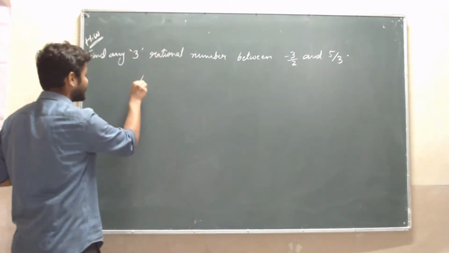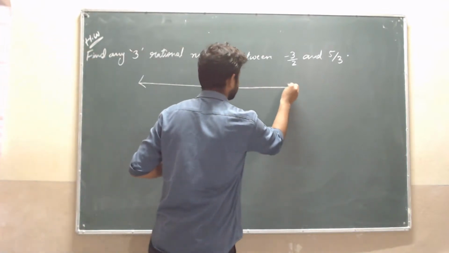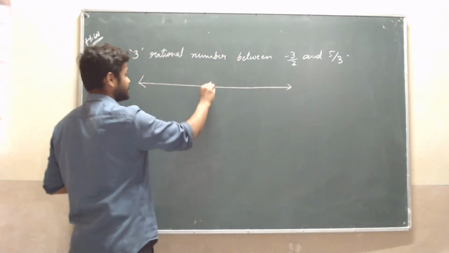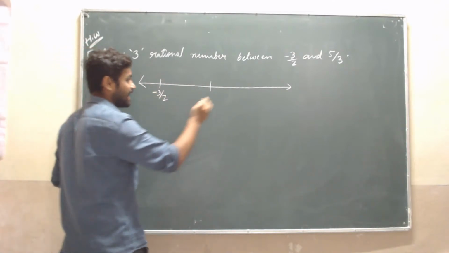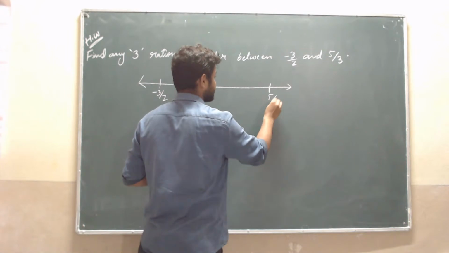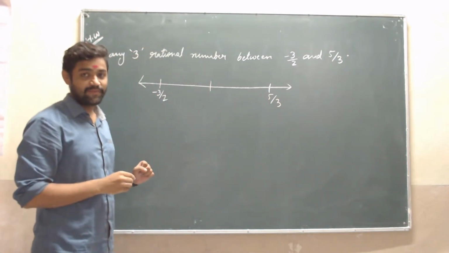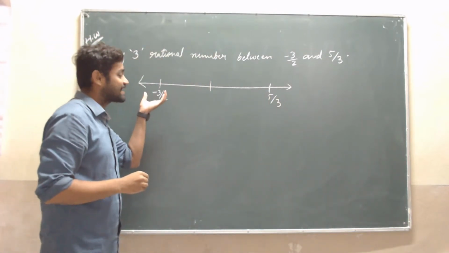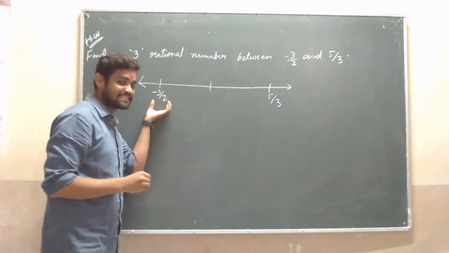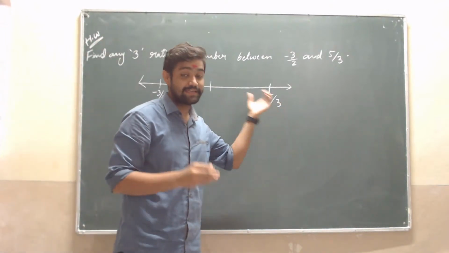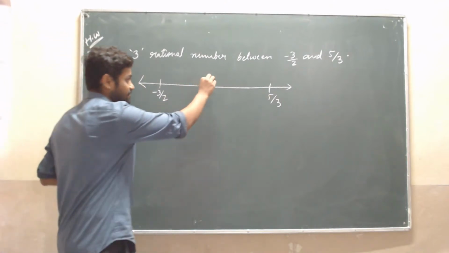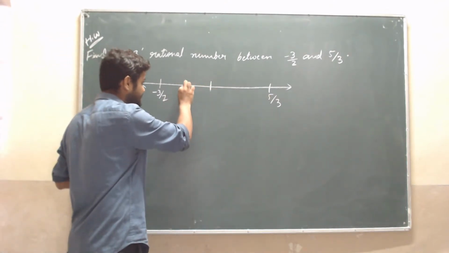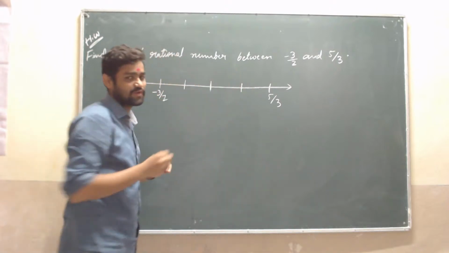Okay, this is the number line and minus will be this side. -3 by 2 is here and 5 by 3 is here. Now we have to find the rational numbers between -3 by 2 as well as 5 by 3. How many rational numbers do we have to find? Three. First this one, second this one, and as usual third this one.